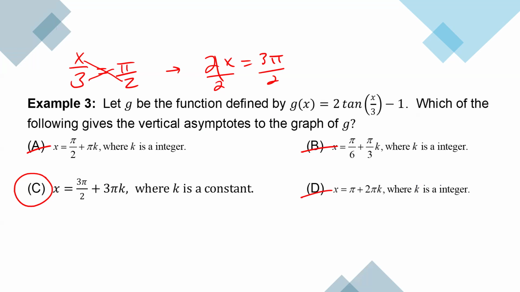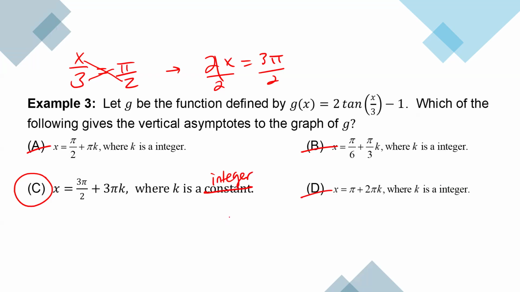I copied this problem from somewhere. I don't know why they made that k a constant. I don't know. But no, it's an integer. A constant is an integer. It can be any number, but it's specifically an integer. Don't let this fool you. This is supposed to say integer.